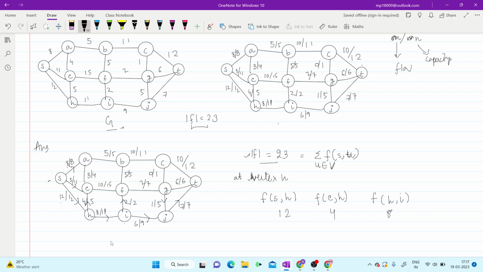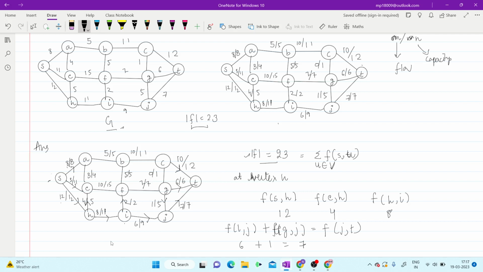Flow coming in, FIJ plus FGJ, should be equal to FJT, which is 6 plus 1 equals 7. So these directions are also correct. Now what about CT and GT? C to T and G to T, because T is the sink vertex, so these should go into T.